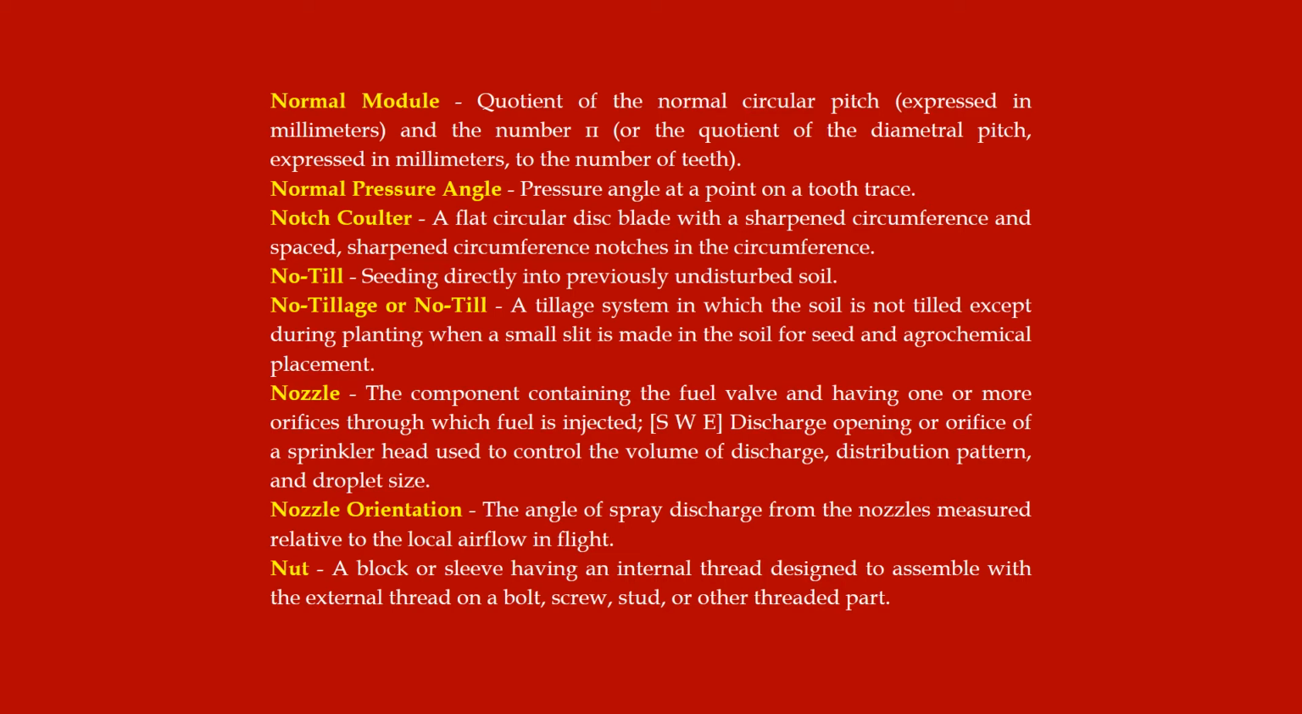Notch Coulter. A flat circular disc blade with a sharpened circumference and spaced notches in the circumference. No-till. Seeding directly into previously undisturbed soil. No tillage or no-till. A tillage system in which the soil is not tilled except during planting when a small slit is made in the soil for seed and agrochemical placement. Nozzle.